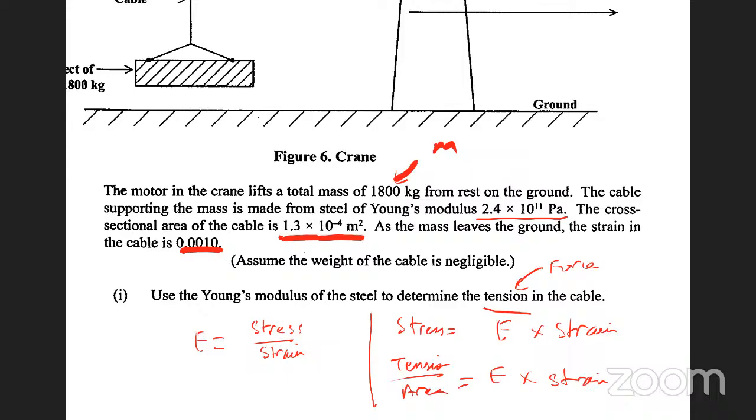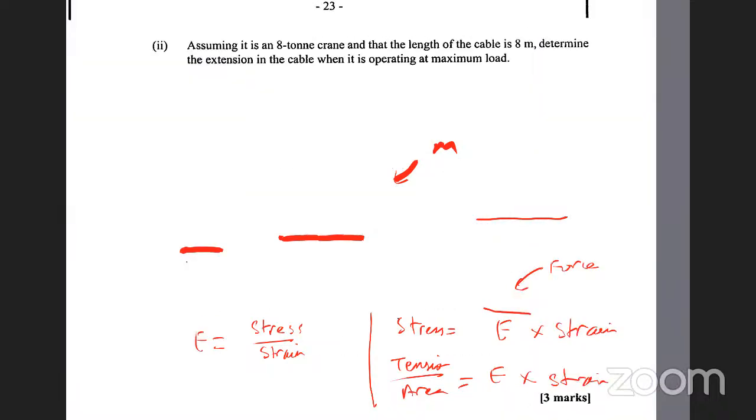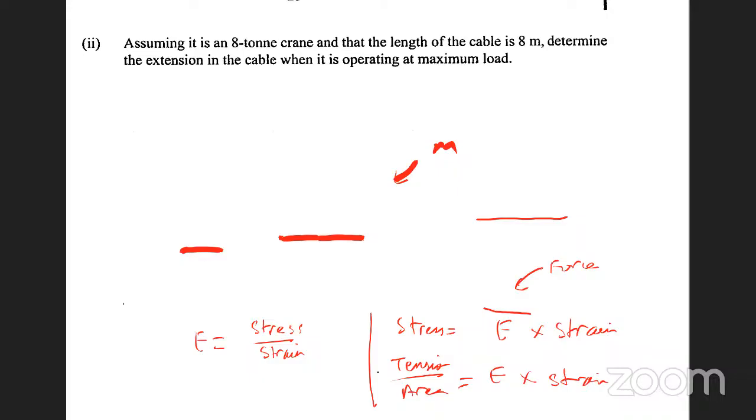Let's just talk about the last part. Assuming it is an 8-ton crane, tension over here, yes. So just find the stress and then find what you need. Assuming it is an 8-ton crane and the length of the cable is 8 meters, determine the extension when operating the load. What would you do here? We know this strain, right? How would you work out the extension?